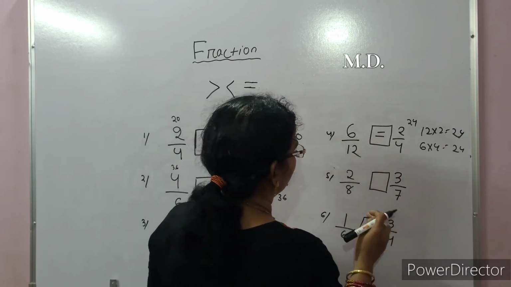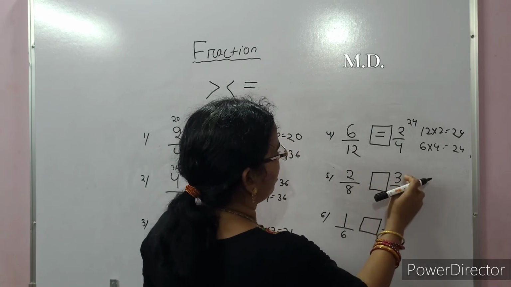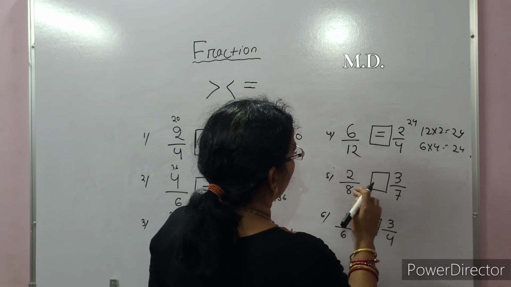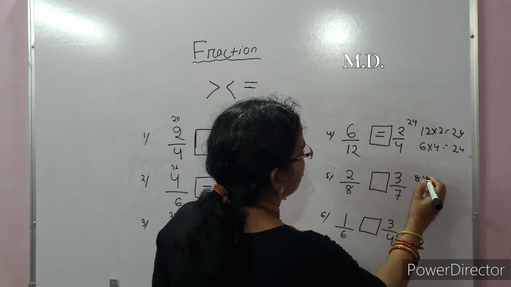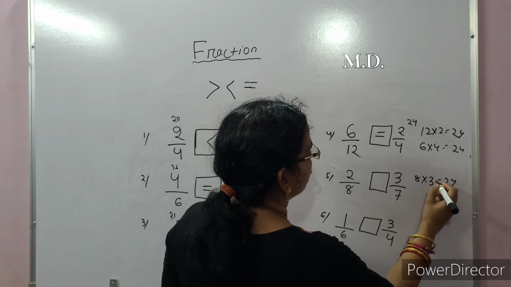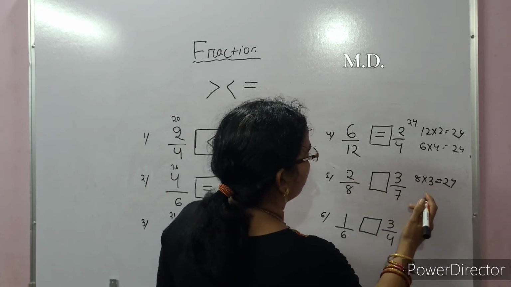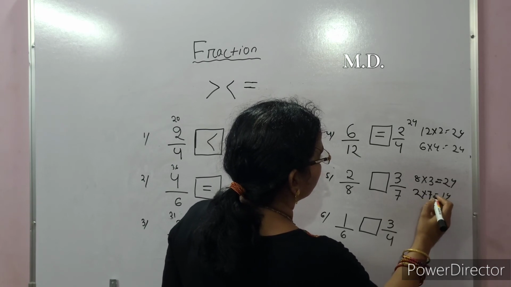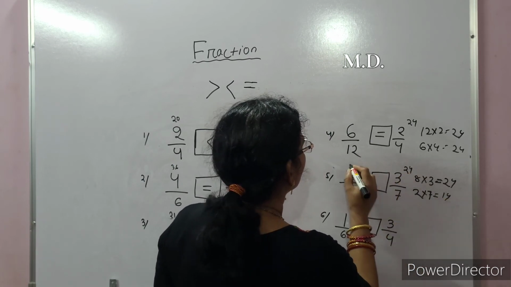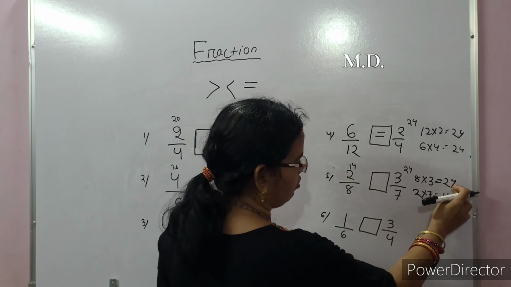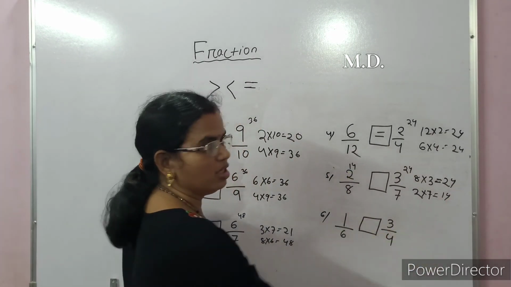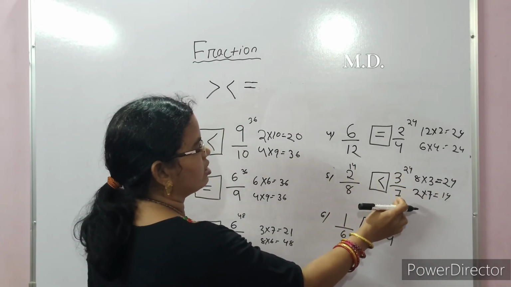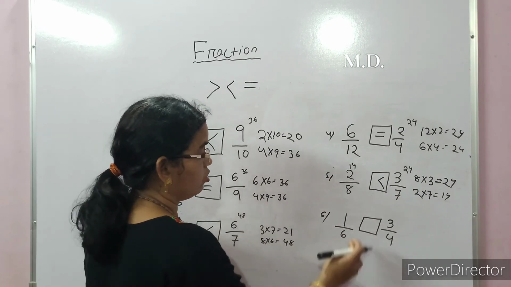2 by 8 and 3 by 7. Which is the greater fraction, smaller fraction or equal fraction? Cross multiply. 8 into 3, 24. 2 into 7, 14. Which is greater, 24 or 14? 24 is greater than 14. So 3 bar 7 is greater than 2 bar 8.